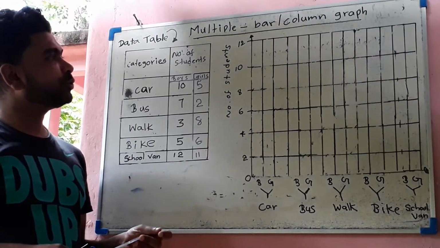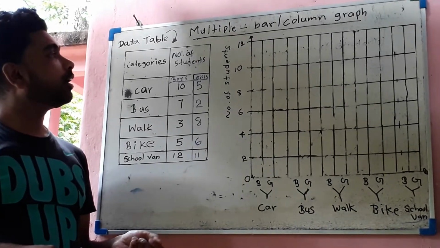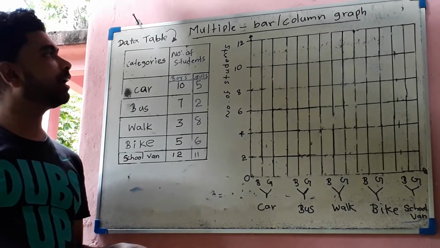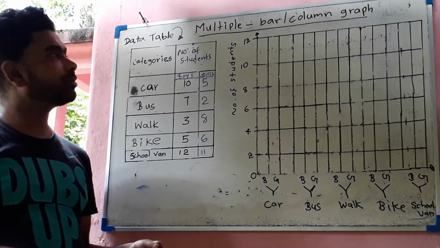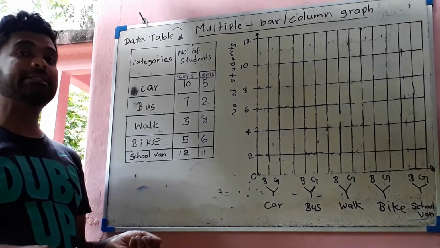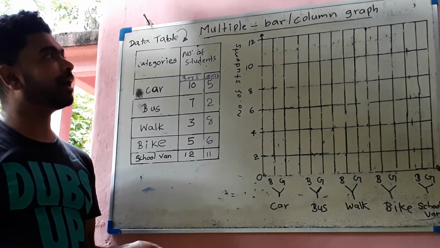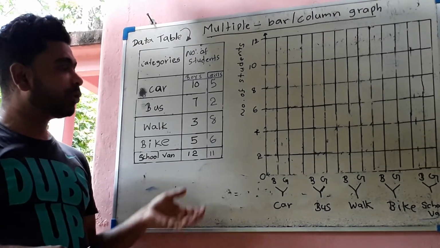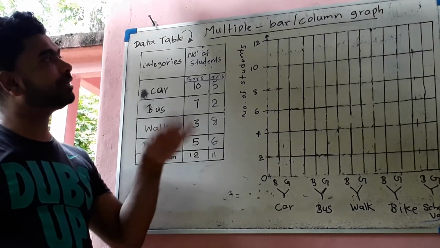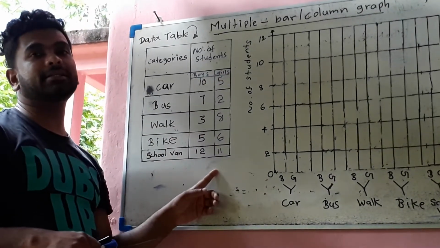Good evening, children. Today I am going to teach you how to draw a multiple bar graph, or you can say multiple column graph also. Earlier you have learned how to draw a column graph or a bar graph. Here the only difference of a multiple bar graph is that another subcategory is there.